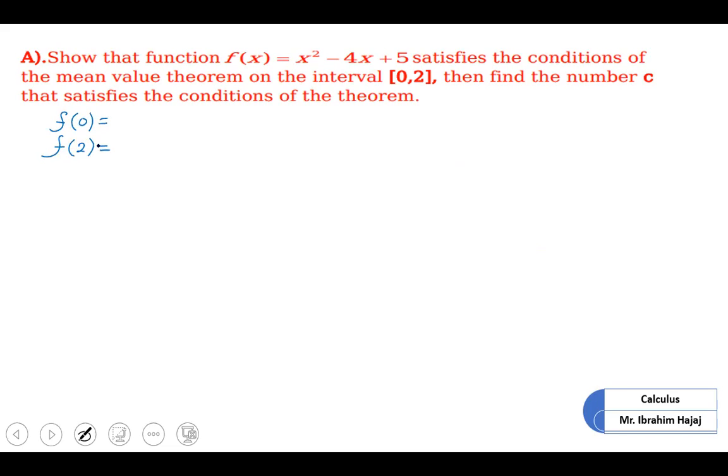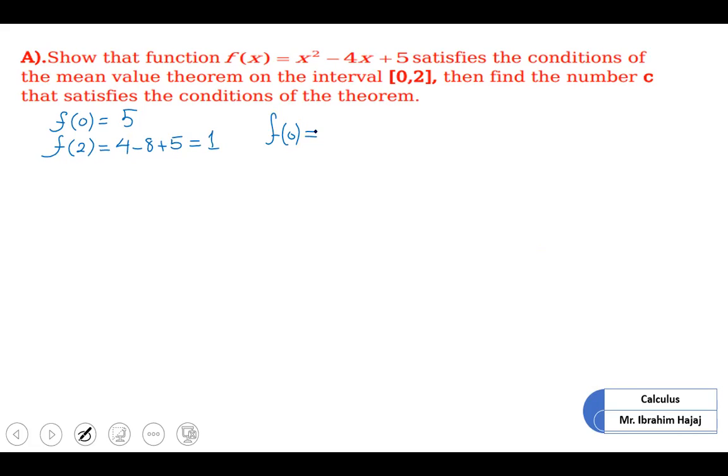And you know how to do it by substituting 0 in the function, which gives us 5 up here, and substituting 2 in the original function f of x gives 4 minus 8, then plus 5, which is negative 4 plus 5, which is 1. So when they are not equal, we're going to use the mean value theorem to find a value of c that is between 0 and 2 and has the same slope as the slope of the secant line.